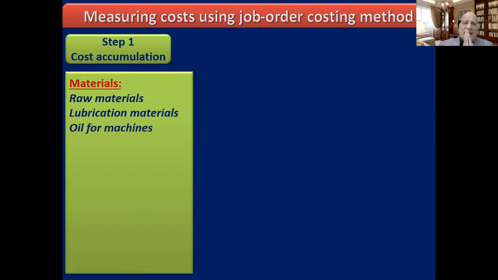The first group includes the material things obtained and used in manufacturing. So this first group is called materials. This includes every material thing used in production. For example, this group, which is called materials, includes raw materials, lubrication materials, and oil for machines. All of these are examples of material things.